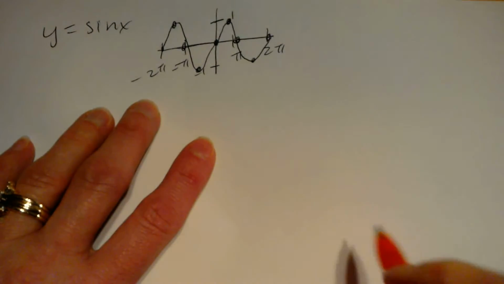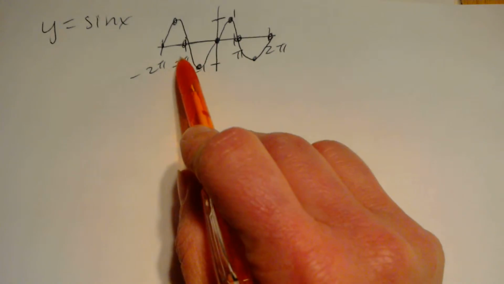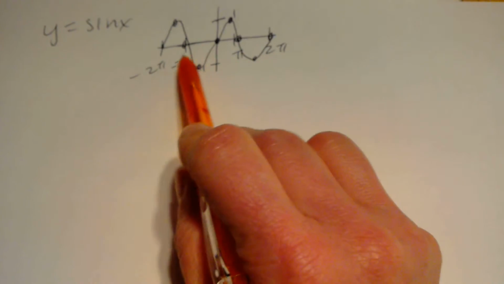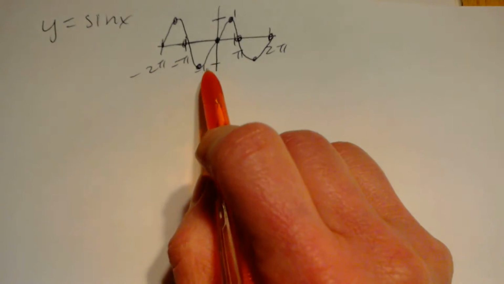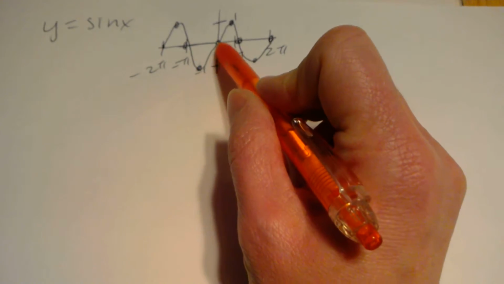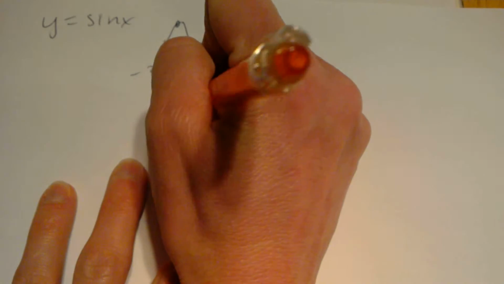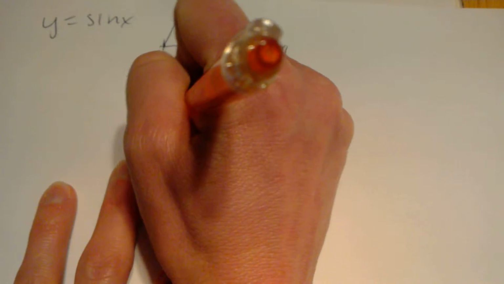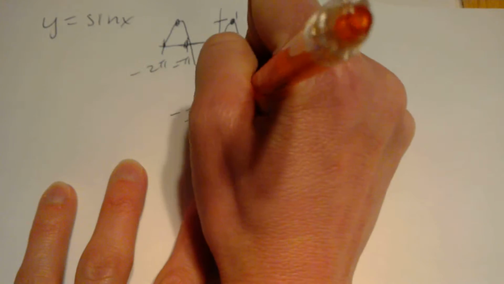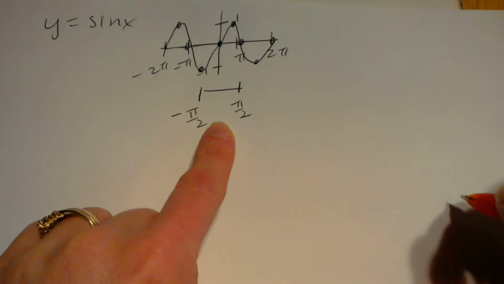Now, this is definitely not a one-to-one function. Looking at this, it would not pass the horizontal line test, so we need to restrict our domain. Typically the standard is looking at just this piece right here. So we're going to restrict our domain from here to here, which is negative pi over 2 to pi over 2.